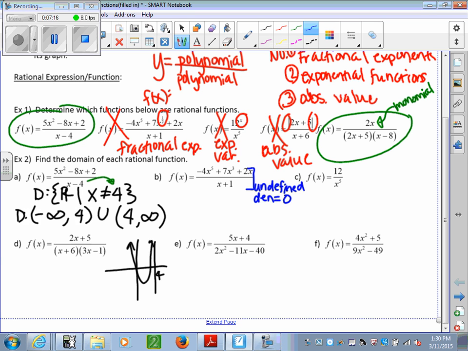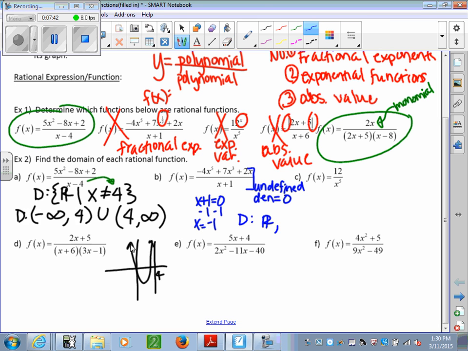So we can find where the denominator equals 0. I can take x plus 1, set it equal to 0, subtract 1 from both sides, x equals negative 1. My denominator is undefined at x equals negative 1. That also means my domain includes all real numbers except for negative 1. So I could write this as, my domain includes all real numbers such that x does not equal negative 1. It's undefined at negative 1.